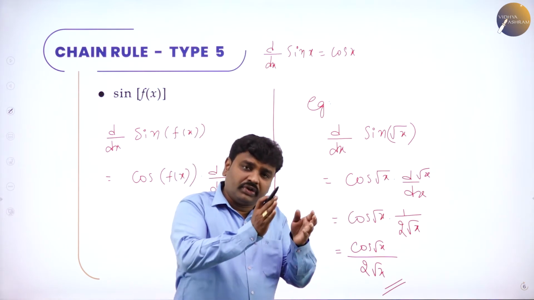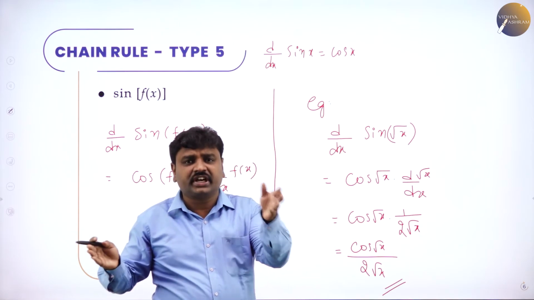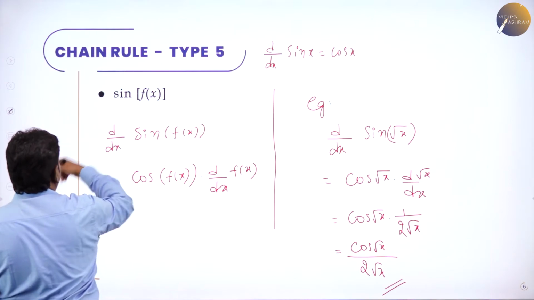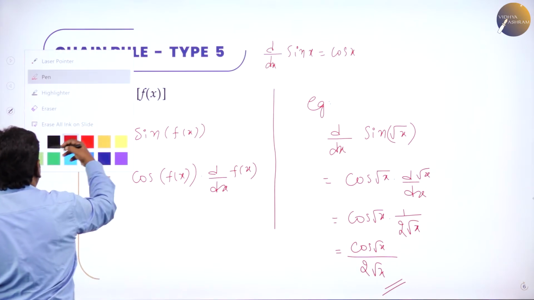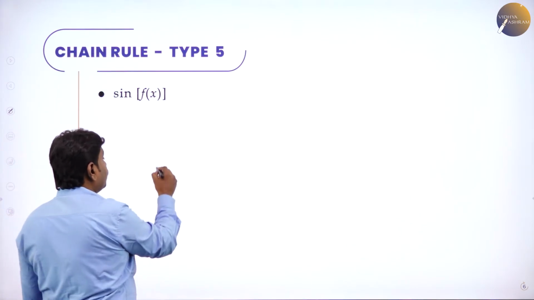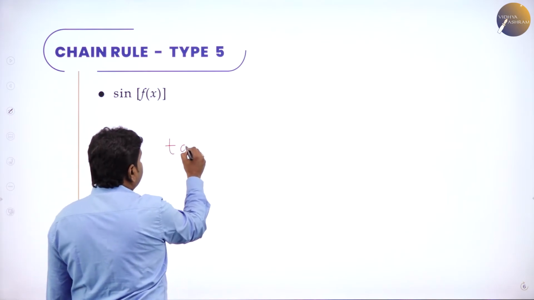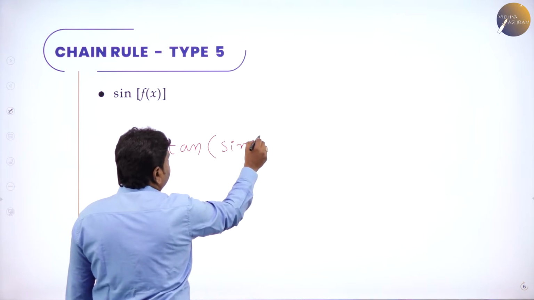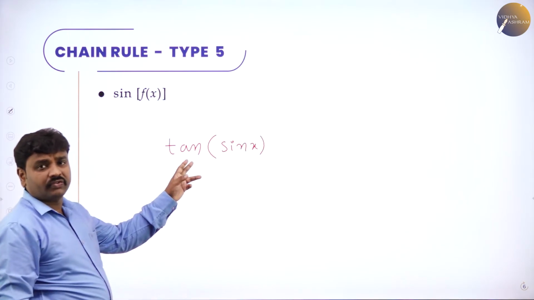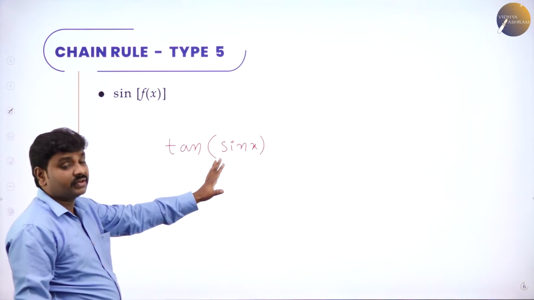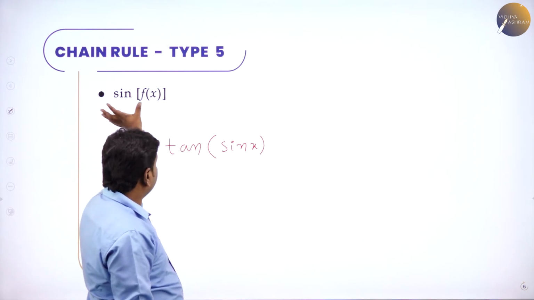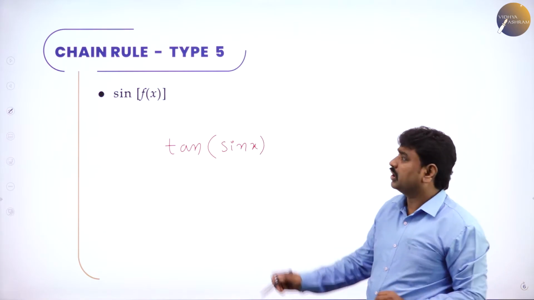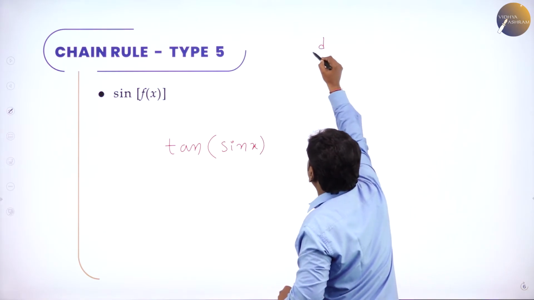Now if it is function of function, the chain continues. Now coming to this, let us consider this problem. So let me take some more. So now suppose if you have tan of sine x. So please observe, inside tan I don't have x, inside tan I have sine x. So first format is sine of f of x, now it is tan of f of x. For that first you should know two formulas. First, what is differentiation of tan x?